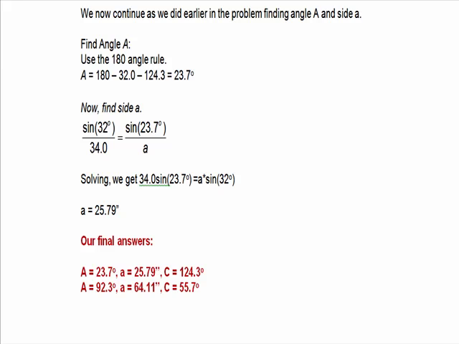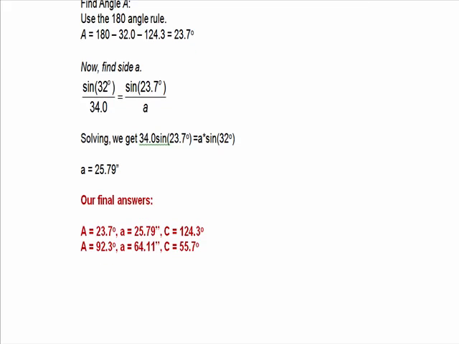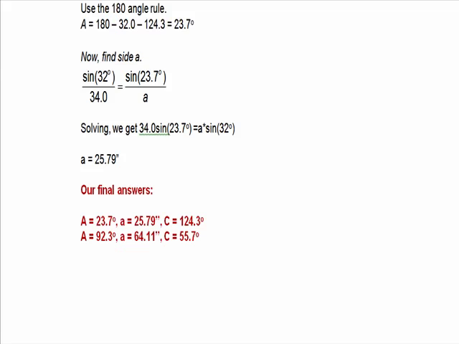So again, go back to what I knew. Sine 32 over 34 is sine of my new angle, 23.7 over A. Cross multiply, I get 34 sine 23.7 is A times the sine of 32, and I learn that A is 25.79. And so now what you'll see is I get two answers. And so what I've done is I've written down the answers that I just managed to get, followed by the answers that I had the first time that I did the problem, the first half.